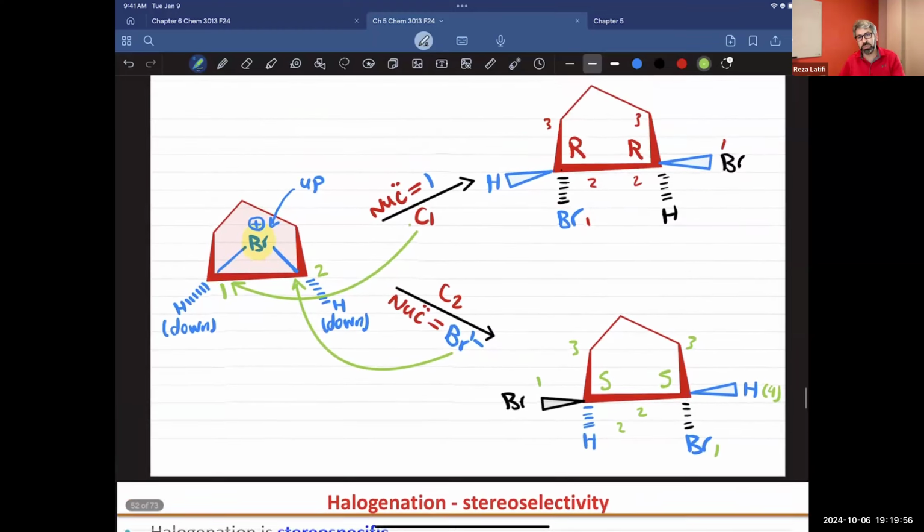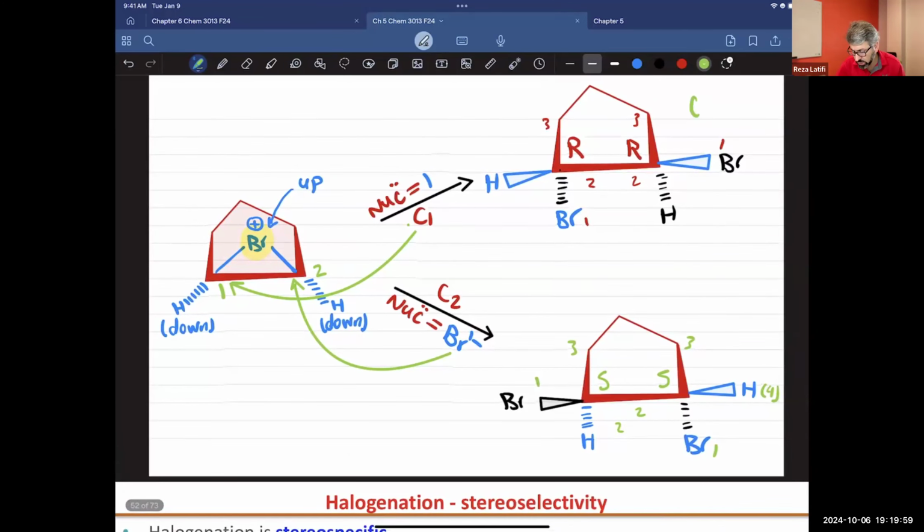Now, what's the relationship between these two, the first molecule and the second molecule? Let me erase those numbers just to make it cleaner. Okay, so those numbers are gone. So the top one says RR. The second one is SS. So I'm going to say these two are enantiomers.